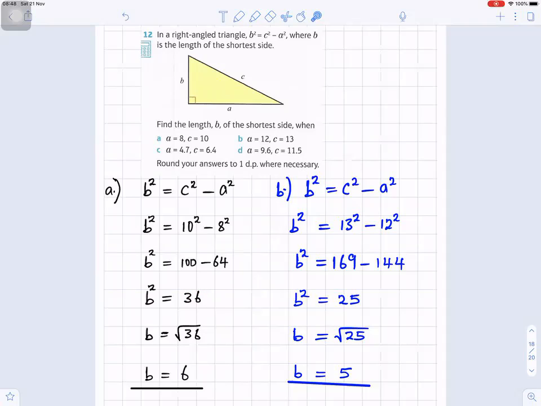Square root of 36 means what number do you multiply by itself to get 36? 6 times 6 is 36. So the square root of 36 is 6. And that's your answer for part A.